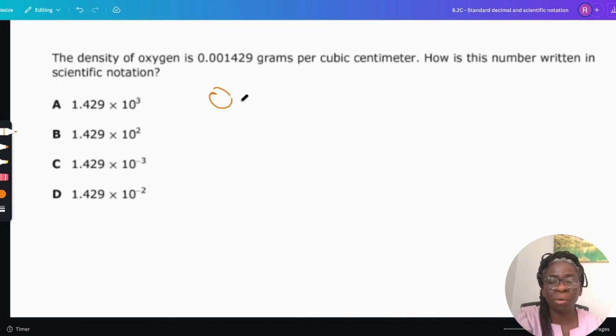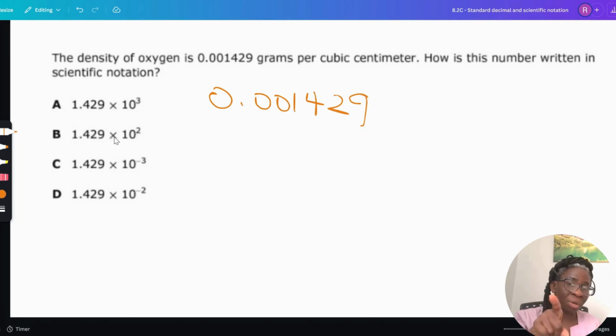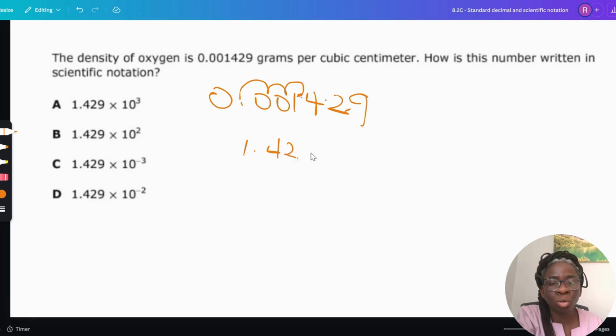So we have 0.001429. We are to write this in scientific notation. Don't forget the rule. The decimal must be immediately after the first digit. So that means we are moving like this: 1, 2, 3. This is the first digit, so the decimal will be here. Don't move it to this point. Don't move it here. It has to be here. So that will be 1.429. We moved 3 times, but we moved to the right, so that will be negative 3. Times 10 to the power negative 3.